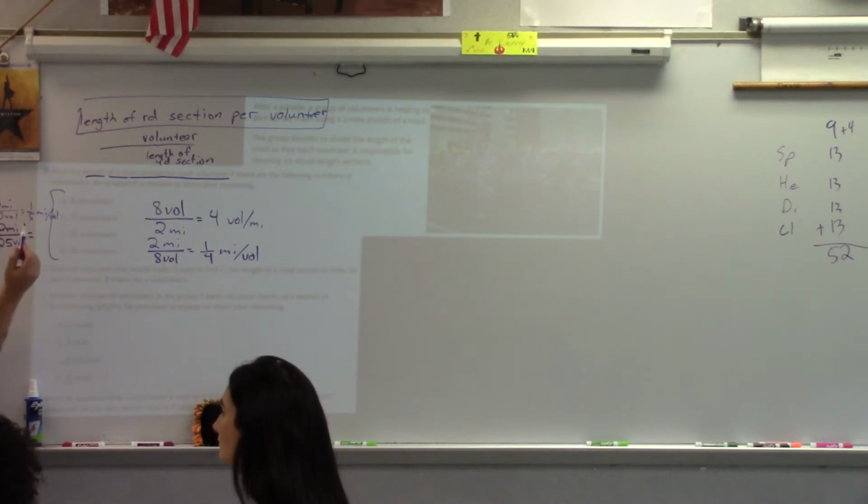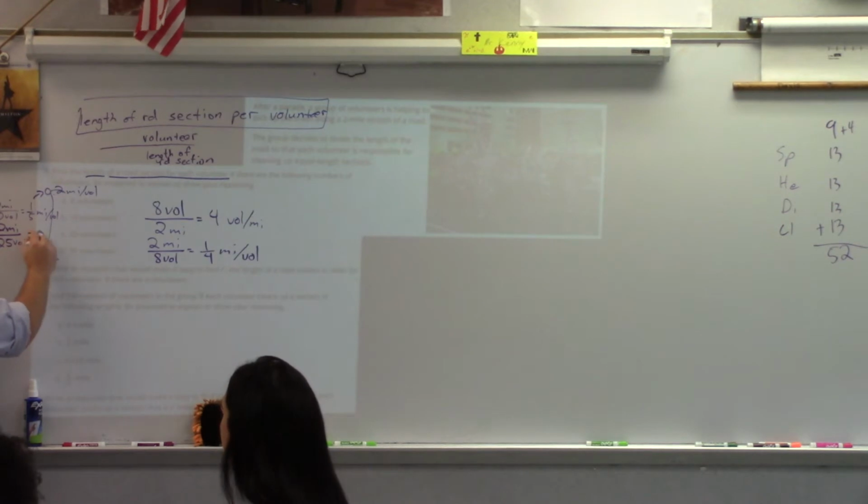And you could do decimals, right? You could just say 0.2 miles per volunteer. What was 2 divided by 25? Was it 0.04? Huh? 2 divided by 25 is 0.08. Okay, so 0.08 miles per volunteer.